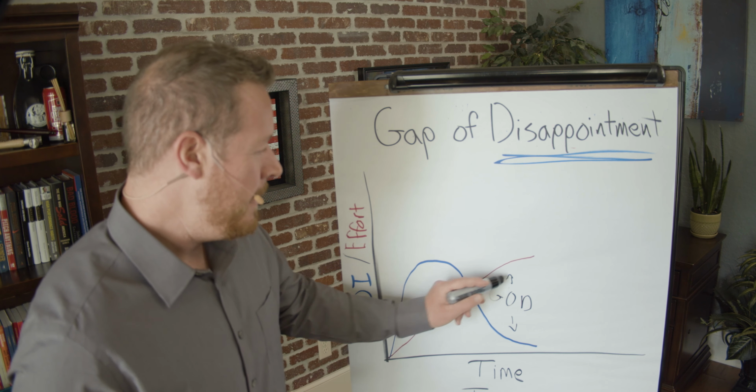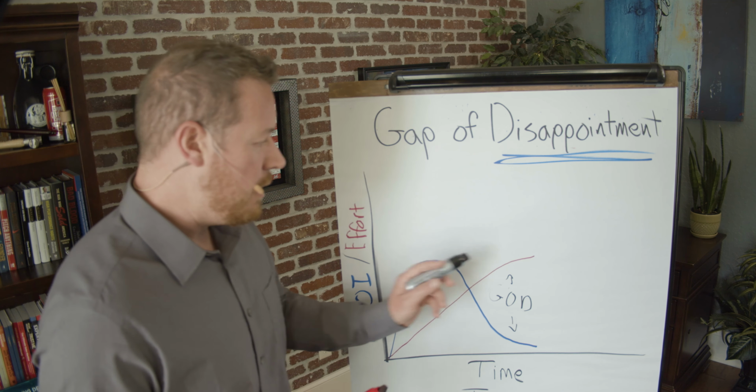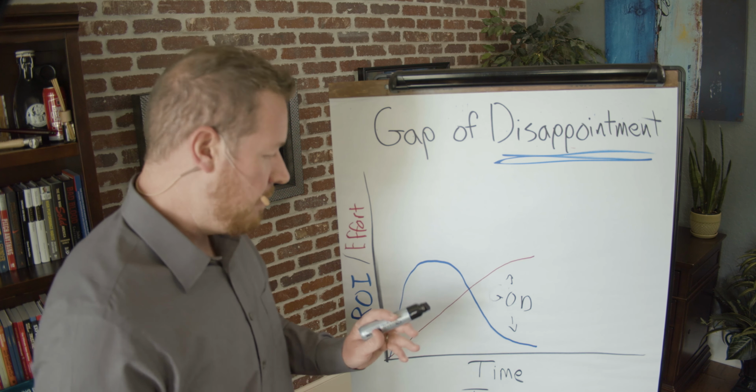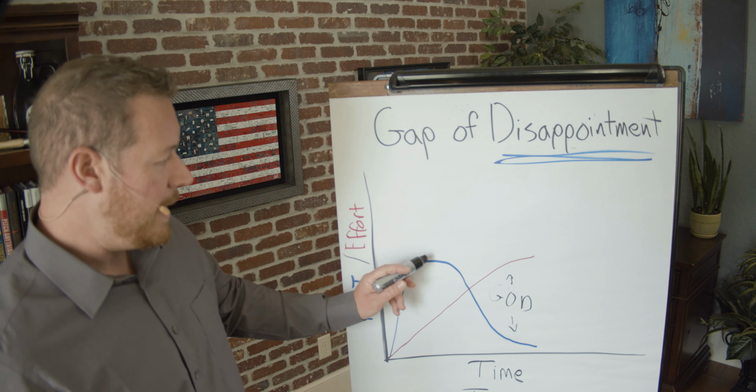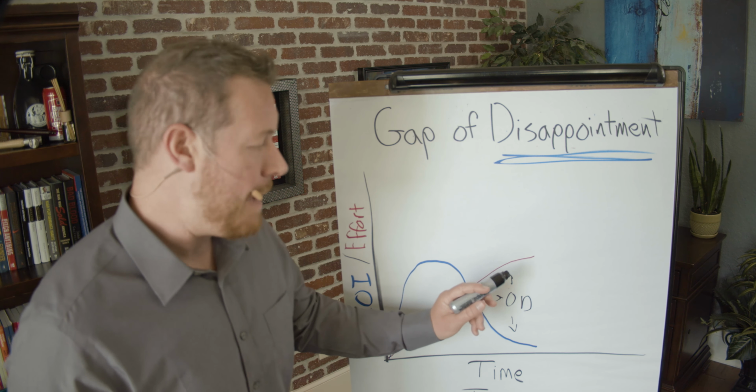The reason it's called that is because your ROI and your effort are not in line right now. Right here, it was great. You put in very little effort and you got a great ROI, but then it started shifting. So now you've got this gap of disappointment.